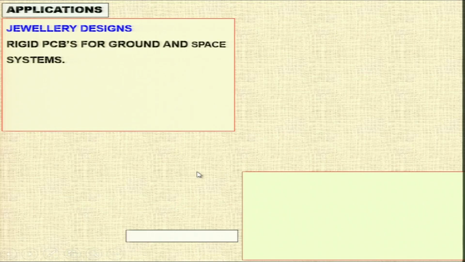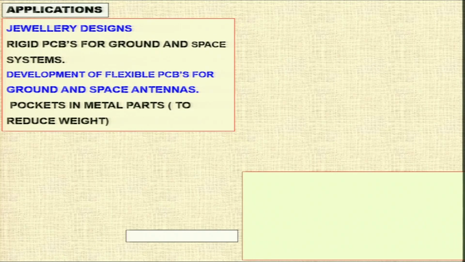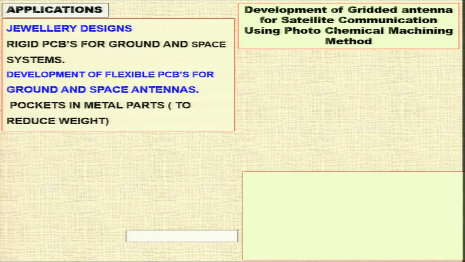Applications further: jewelry designs, rigid PCBs for ground and space systems. This is a very important application. Development of flexible PCBs, printed circuit boards for ground and space antennas, pockets in metal parts to reduce the weight. If you want to create pockets, this process is very good for producing pockets in metallic parts.